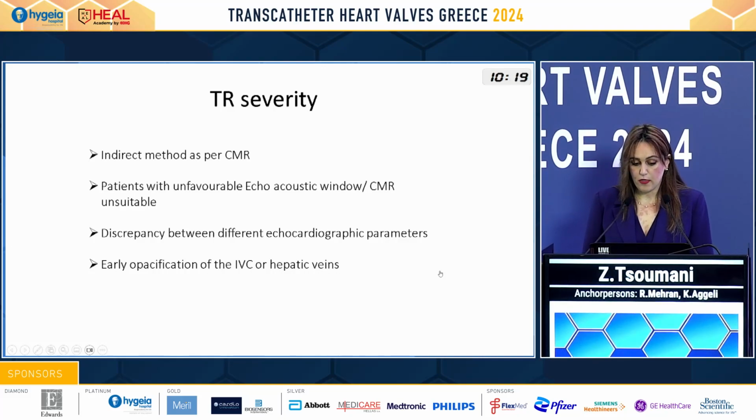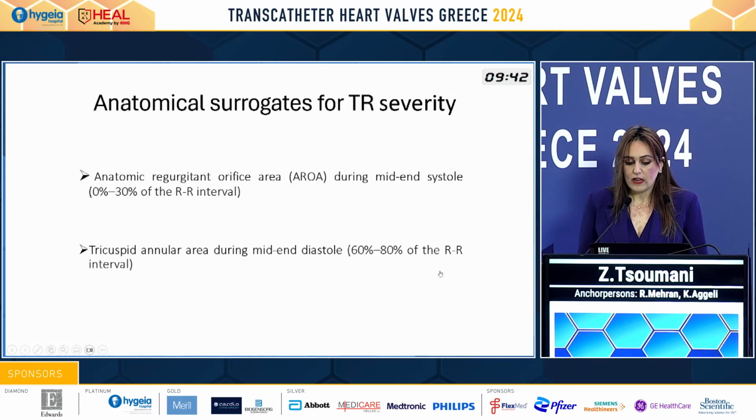Using this volumetric method, we can have an indirect method of TR severity as per CMR by subtracting the left ventricular stroke volume from the right ventricular stroke volume, provided that we don't have any cardiac shunt or significant valve disease. And this may be helpful in patients with unfavorable echo acoustic windows when CMR is not an option. An indirect sign of TR severity is the early opacification of the IVC or hepatic veins. We can calculate anatomical surrogates for TR severity using cardiac CT.